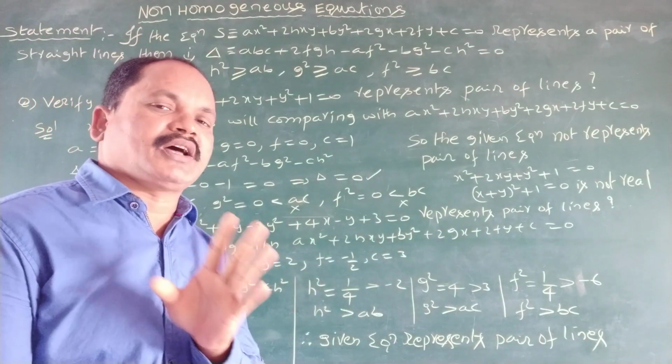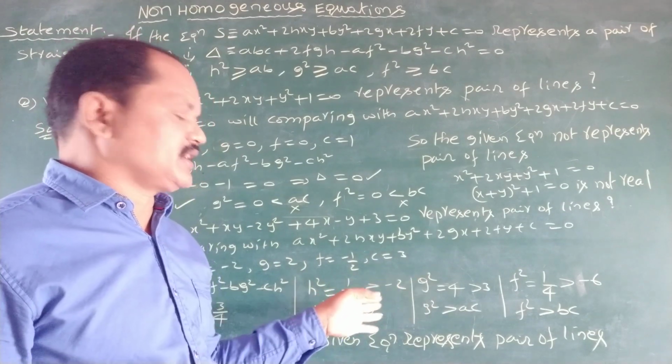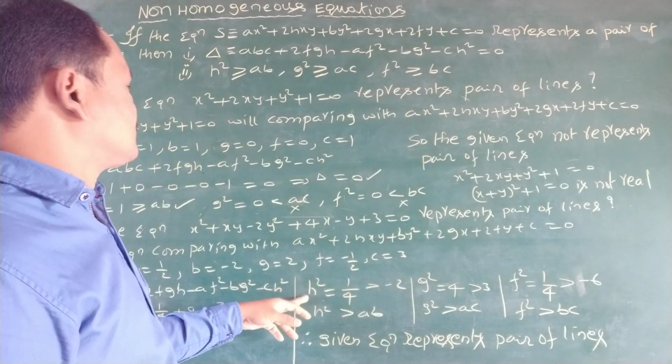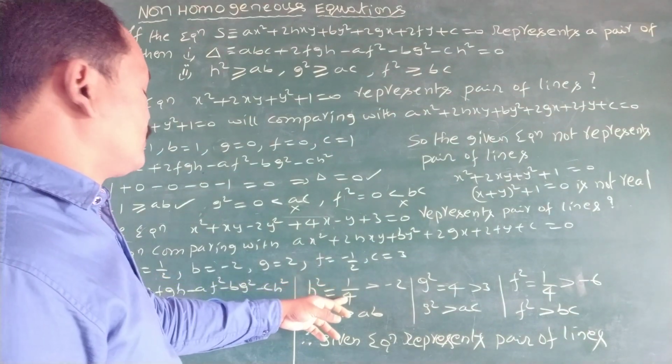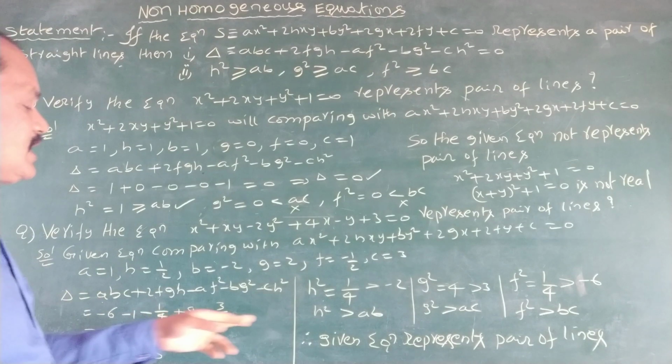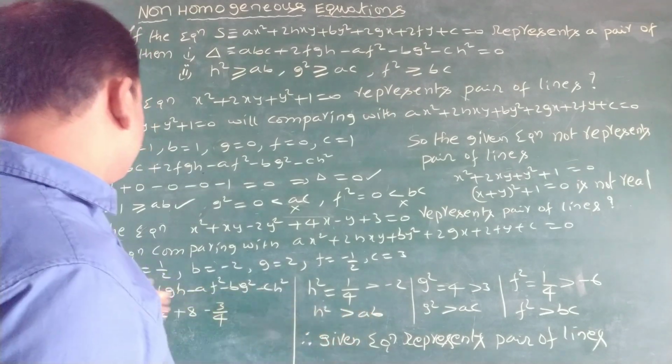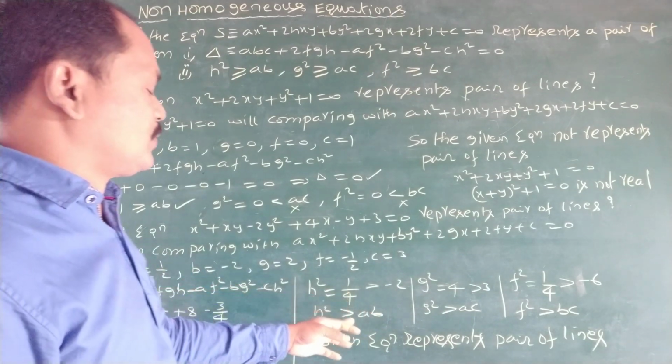Of course, one of the conditions must be satisfied. That's why h square. What is h? h is 1 by 2. 1 by 2 whole square, 1 by 4, is greater than ab. Since ab is minus 2, that's why 1 by 4 is greater than ab.